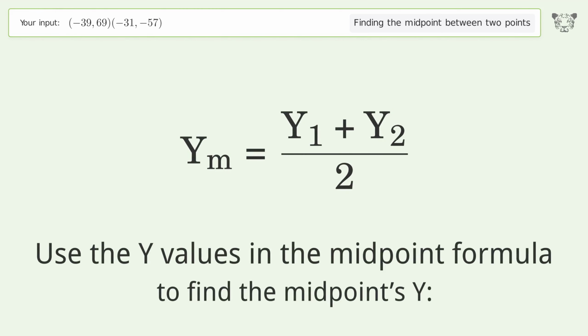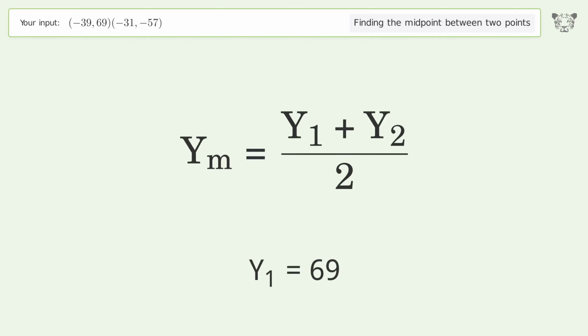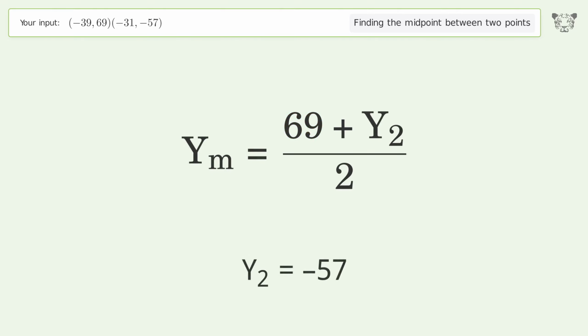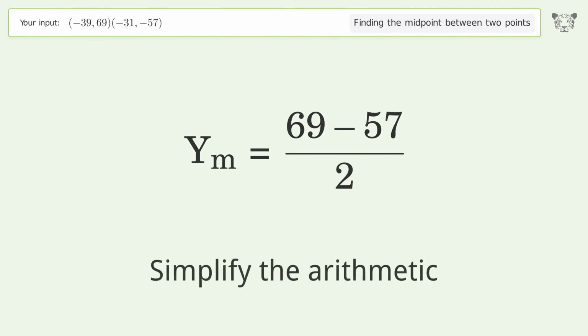Use the y values in the midpoint formula to find the midpoints y. y1 equals 69. y2 equals -57. Simplify the arithmetic.